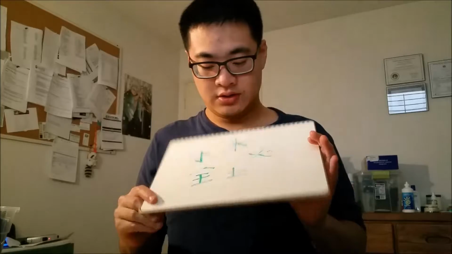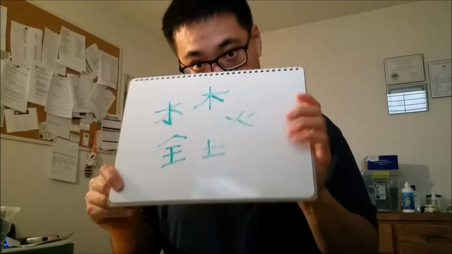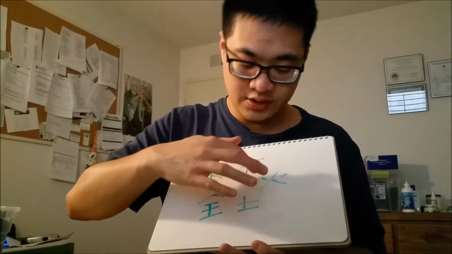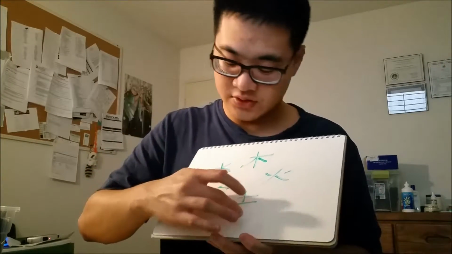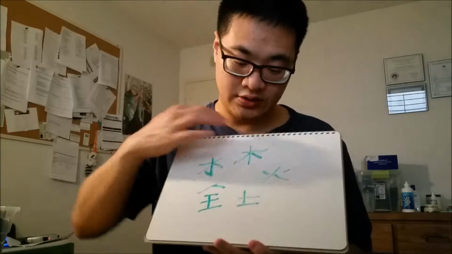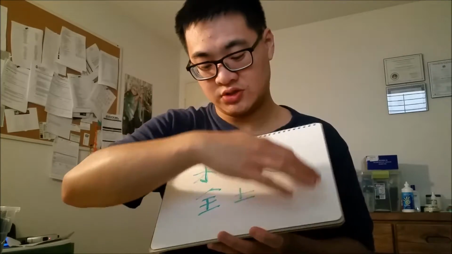Okay, the five elemental theory. That's what I use. So here's your wood, here's your fire, here's your earth, here's your metal, and here's your water. And this is basically what I use. Now each of these elements is associated with certain things.